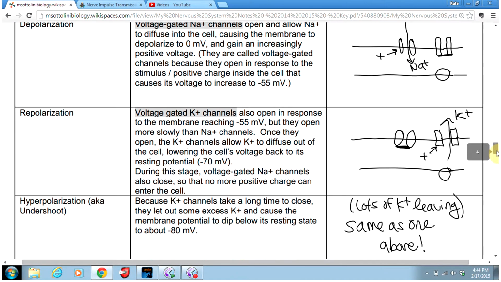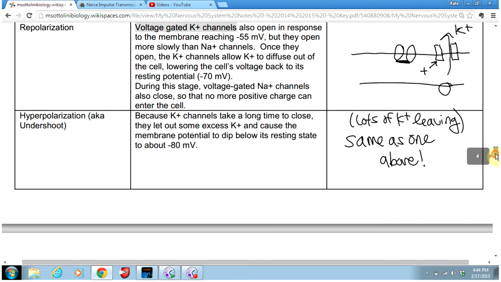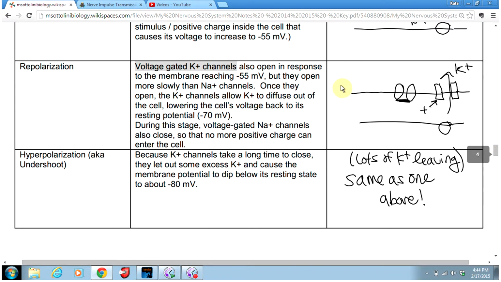So, during our next phase, which is called repolarization, we're going to see our voltage-gated potassium channels opening in response to positive charge. However, because we normally have higher K+ inside the cell, the K+ is going to leave. Having this K+ leaving the cell is going to cause the inside of the cell to become negative relative to the outside. So we are repolarizing our cell.